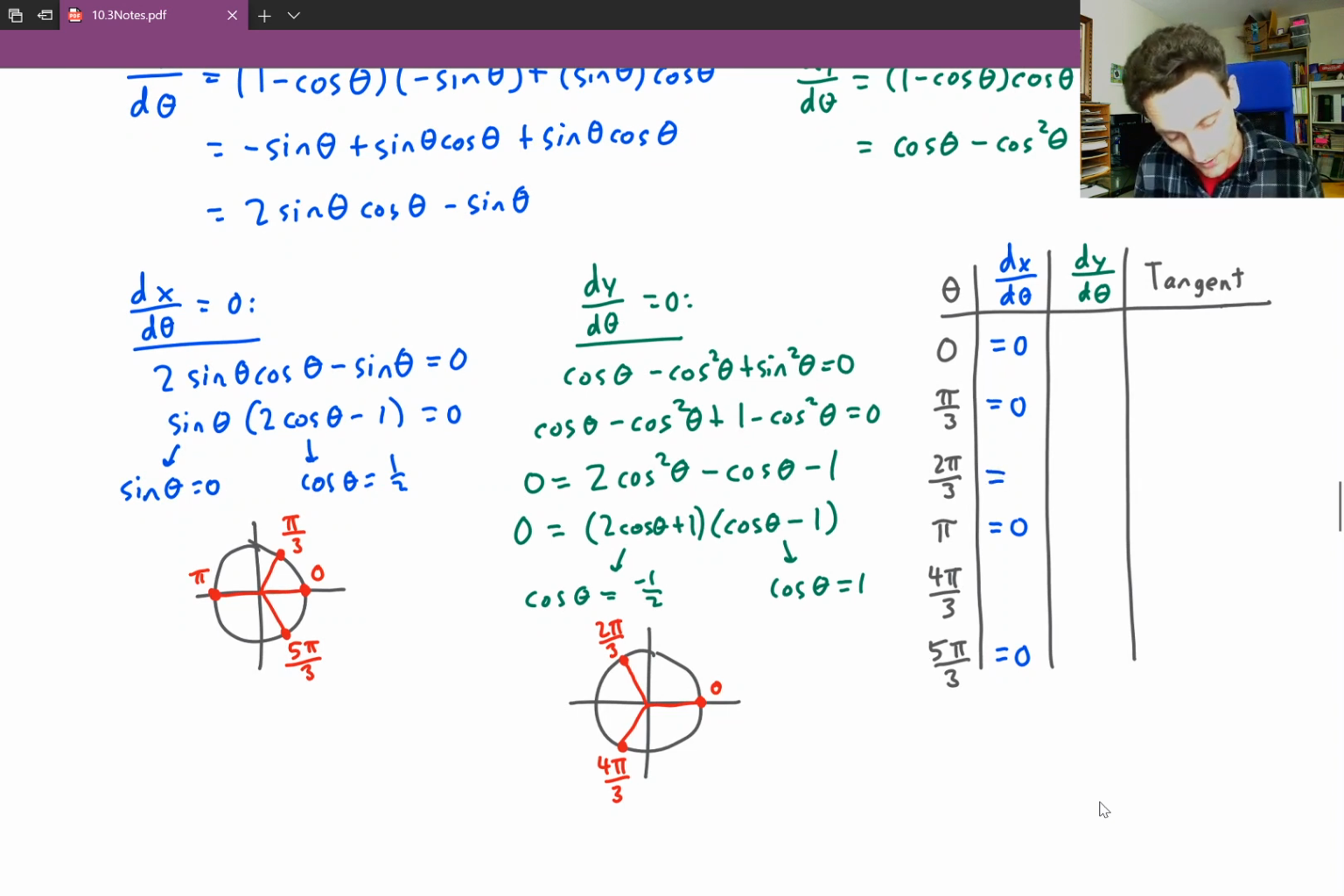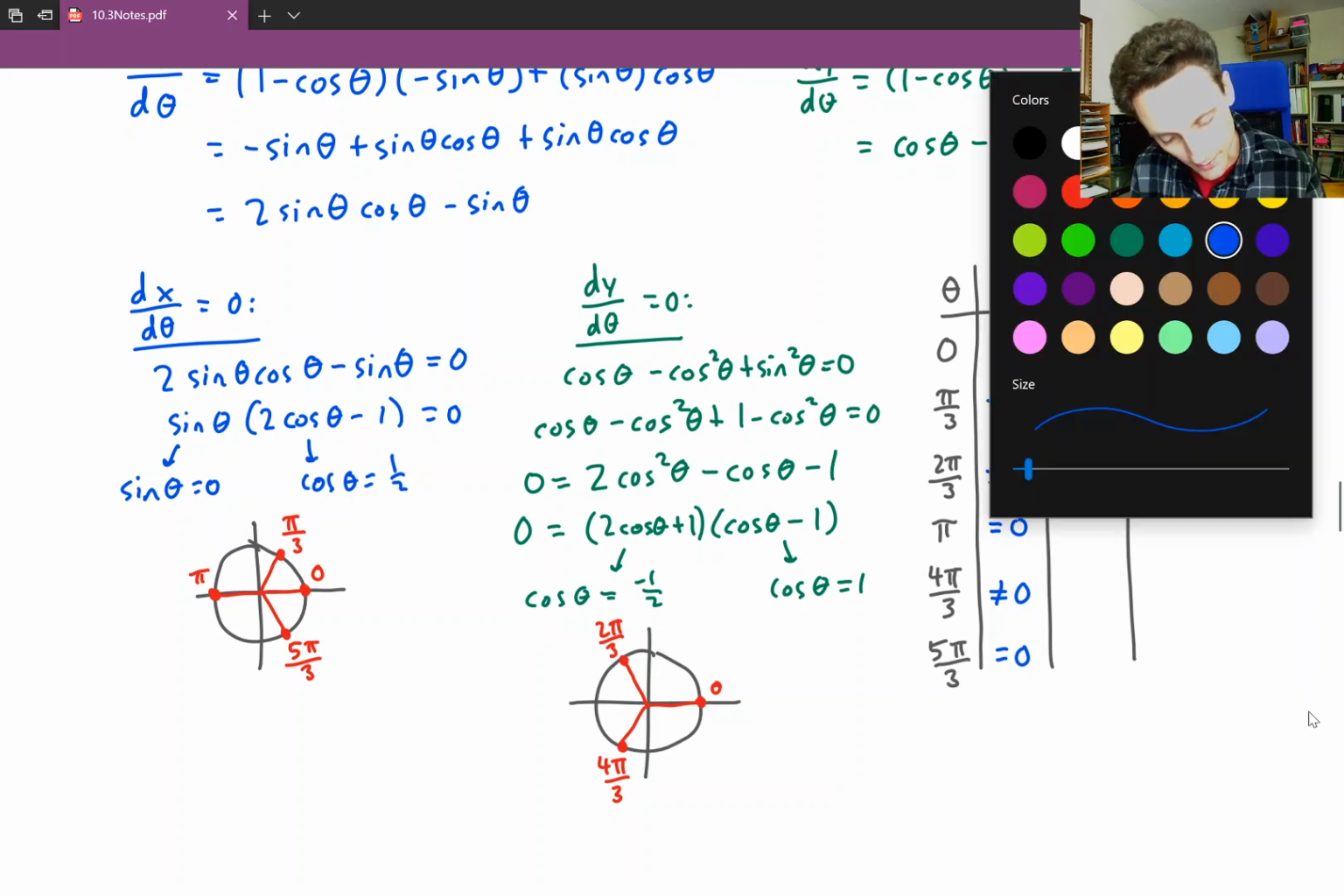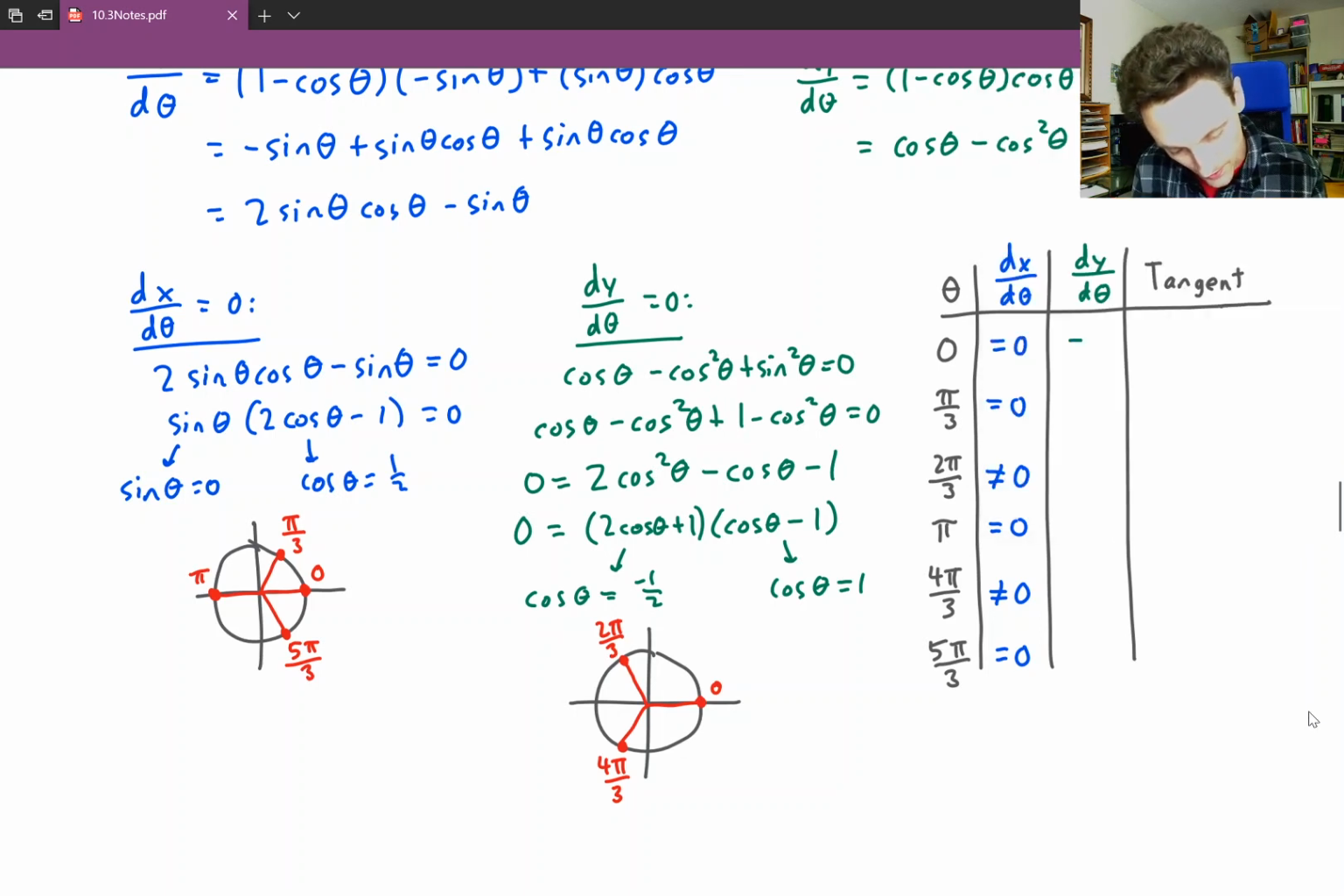At 2π/3 and 4π/3, dx/dθ is not 0. Otherwise we would have found it when solving the equation dx/dθ equals 0. So then dy/dθ equals 0 at 0, 2π/3, and 4π/3. And it's not equal to 0 in all the other places.